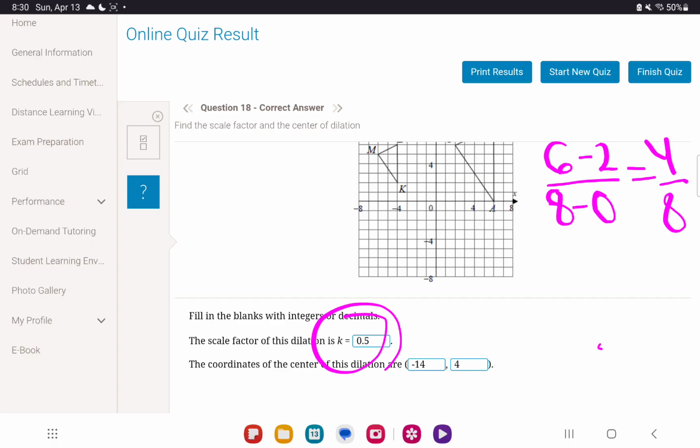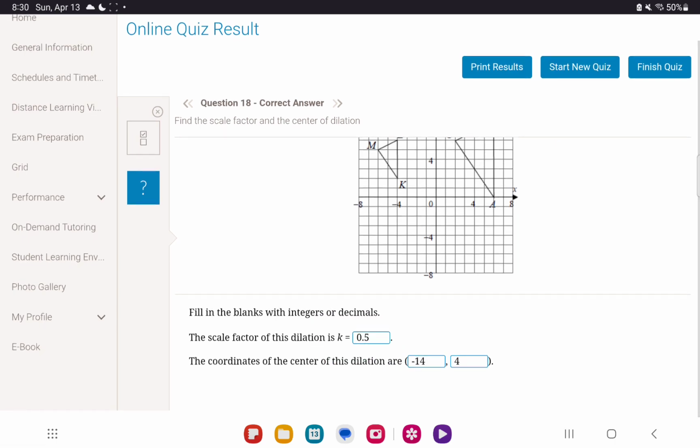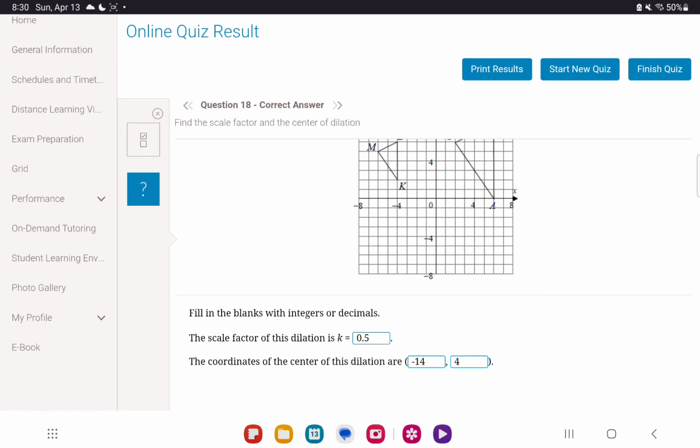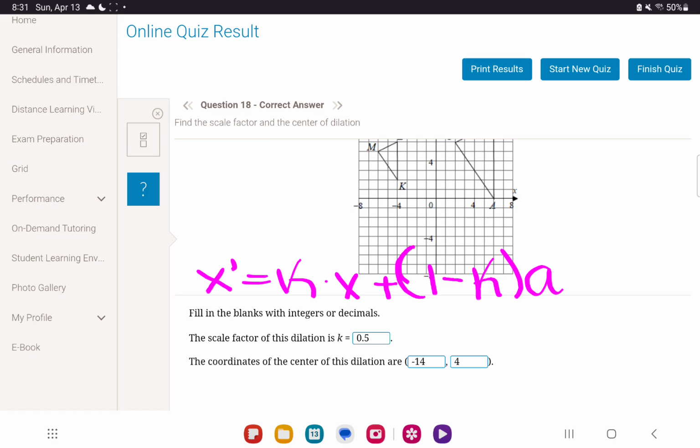Now that's the first part. Now the second part, we have to find the coordinates of the center of the dilation. So we want to find x prime and y prime. So the rule for x first is k times, I'm just going to put dots so you don't confuse the times, by the x, times x plus 1 minus k, and then a. Okay, so let's do it.